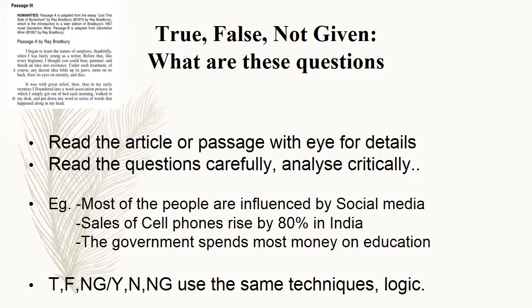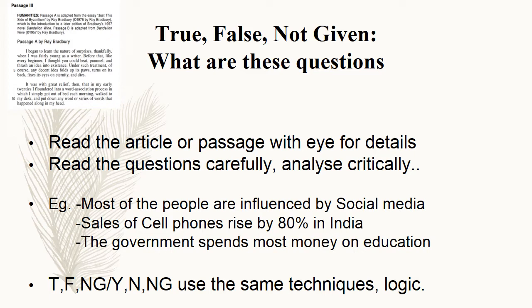Most of the people are influenced by social media. If this particular point is given in the passage, rather the article, your answer should be true. If it contradicts or opposes this particular statement, then your answer should be false. And if there is no mention of information related to social media and its influence on people at all in the article, your answer should be not given.